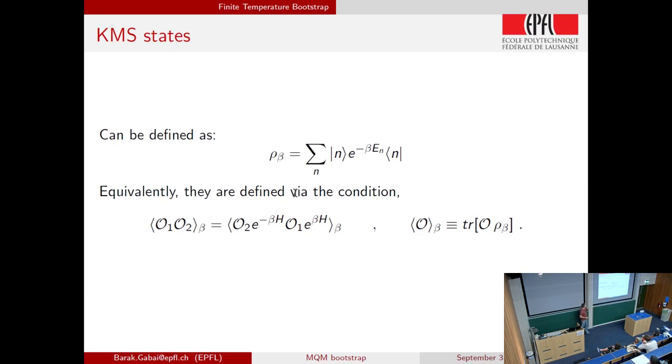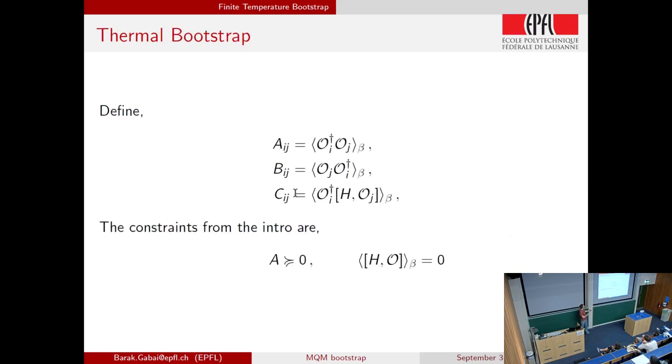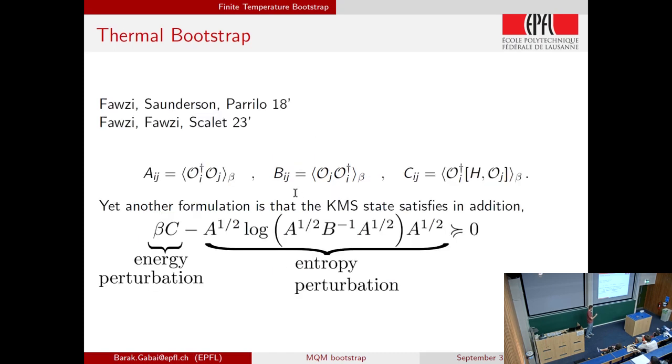We're going to take another step. We define these matrices, A, B, and C. The original constraints, before we were talking about finite temperature, were just this A, the norm positivity, plus this, the equation of motion. And now we add to this a big semi-definite positive constraint, which we'll refer to as the thermal positivity constraint.